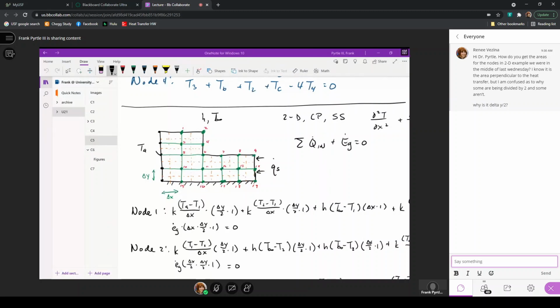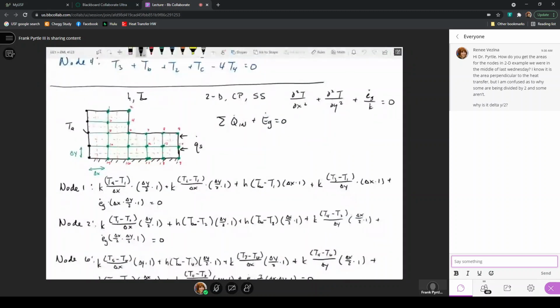Why some are being divided by 2. Okay, Renee, the drawing that I'm making here of these dashed orange lines are indications of the length and height of the volume that is occupied by that particular node. The node spacing is delta x in the x direction and delta y in the y direction.